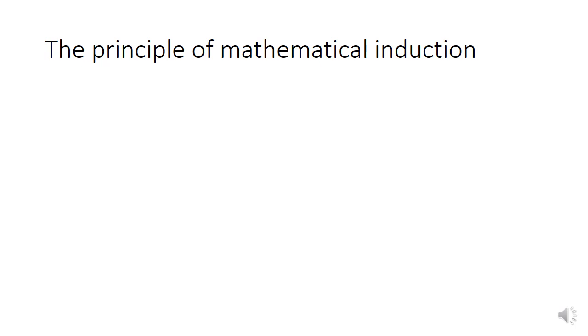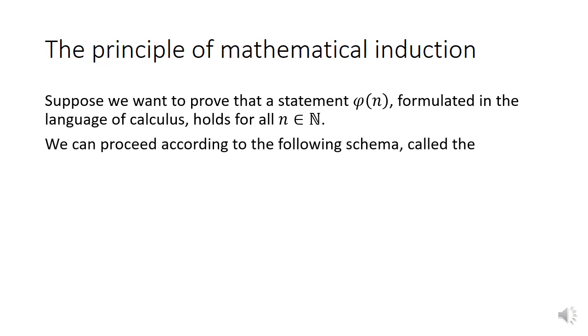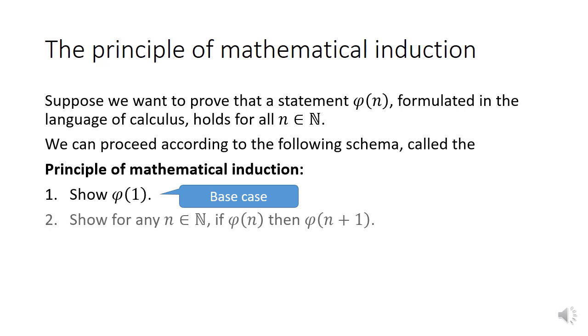The fact that N is a subset of every inductive set implies the principle of mathematical induction. Suppose we want to prove that a statement phi of n, formulated in the language of calculus, holds for all n in N. To do that, we can proceed according to the following schema called the principle of mathematical induction. First, show phi of 1. This is called the base case. Then, show for any n in N, if phi of n, then phi of n plus 1. This is called the induction step.